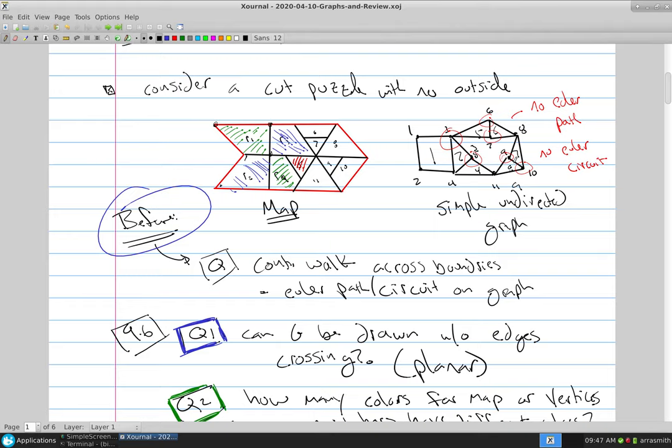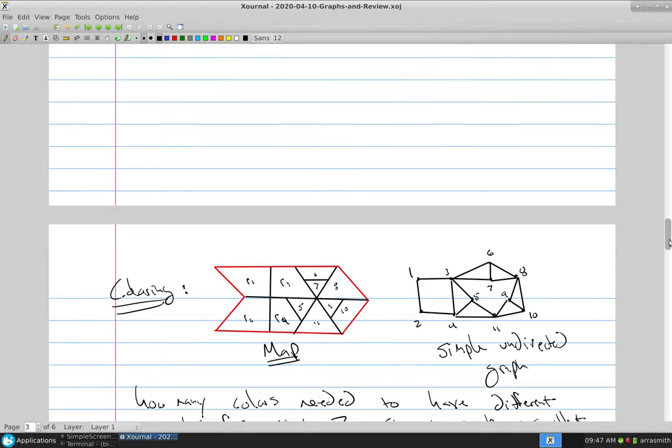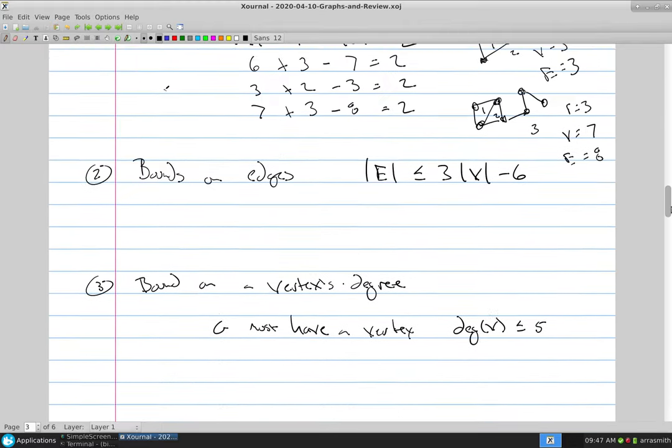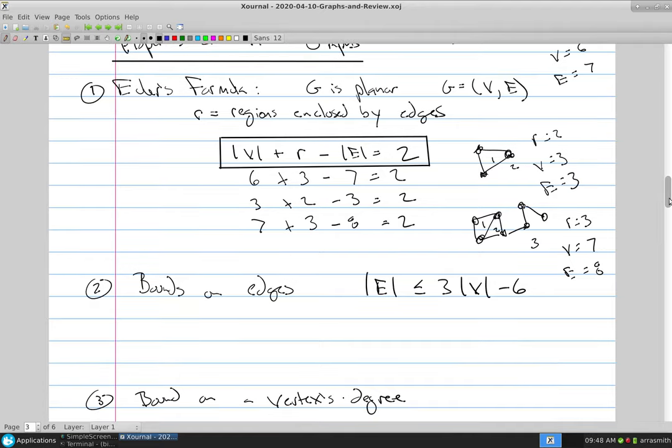1, 2, 3, 4, 5, 6, 7, 8, 9. 9 regions, and you can count your vertices, you can count your edges, and you're going to find out that Euler's formula holds throughout this problem. So, that's one feature of planar graphs, is that this formula will always be true. No matter how you draw it, if it's a planar graph, that will always be true.